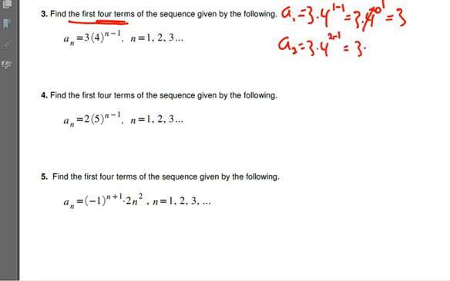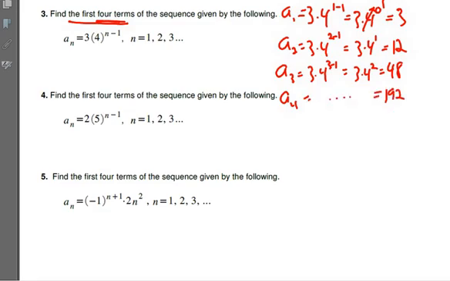So 3 times 1 is 3. A sub 2 is 3 times 4 to the 2 minus 1, so 3 times 4 to the first, so that's going to be 12. A sub 3 is 3 times 4 to the 3 minus 1, so that's 3 times 4 squared. 4 squared is 16. 3 times 16 is 48. And then a sub 4 is 192.